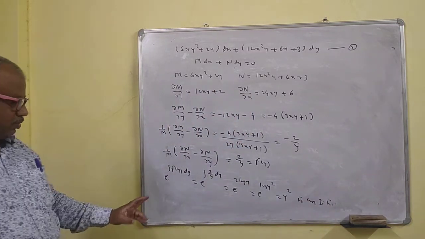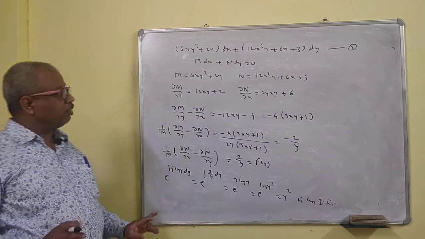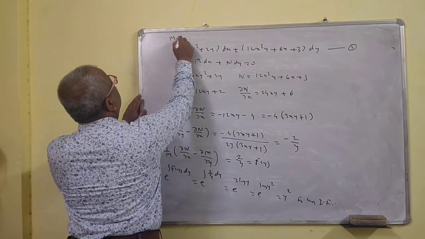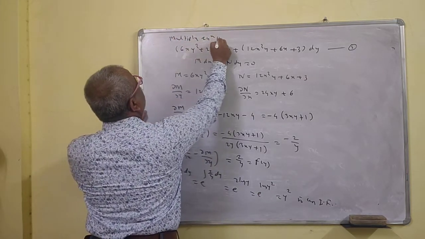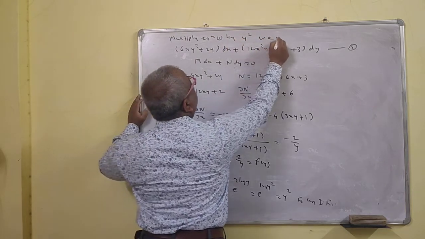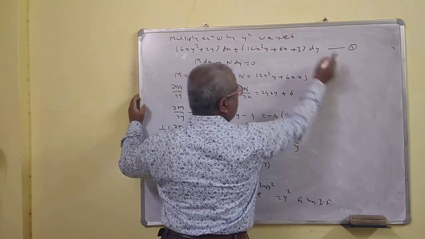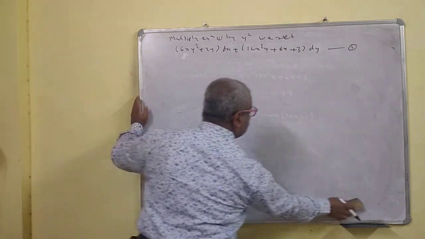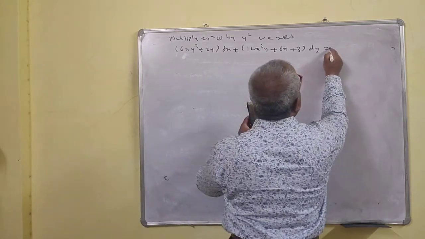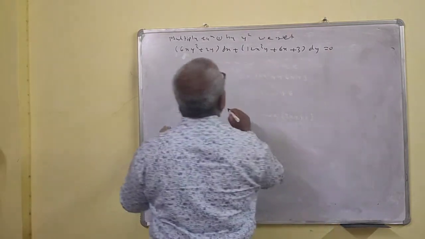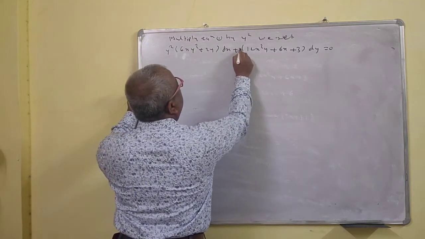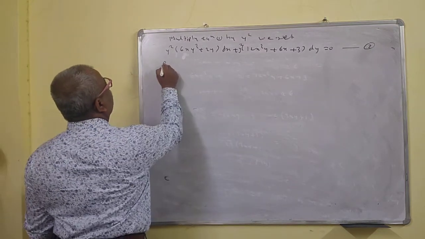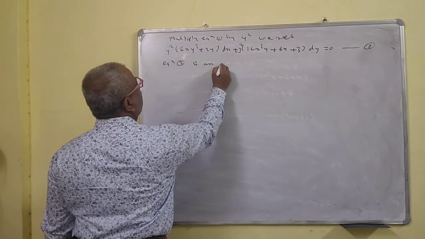You have to simplify this. So your integrating factor is y squared. You have to multiply equation 1 by y squared. Multiplying equation 1 by y squared, we get this equation equal to 0. I will call this equation 2. After multiplying, equation 2 is exact.